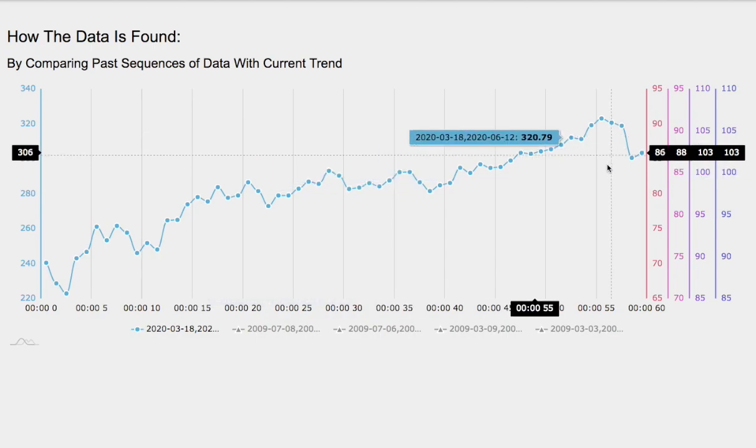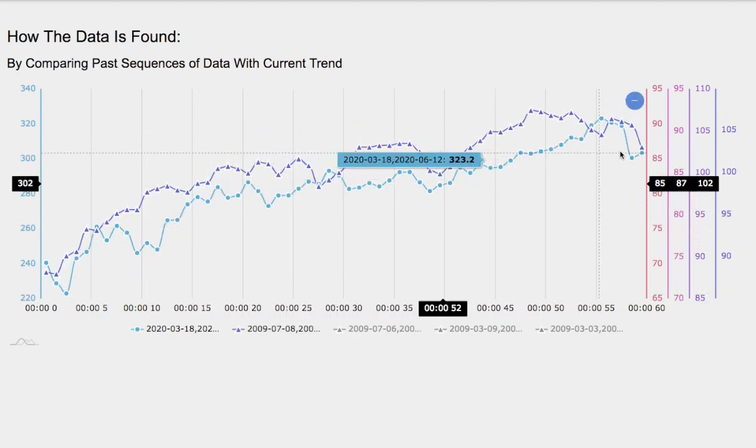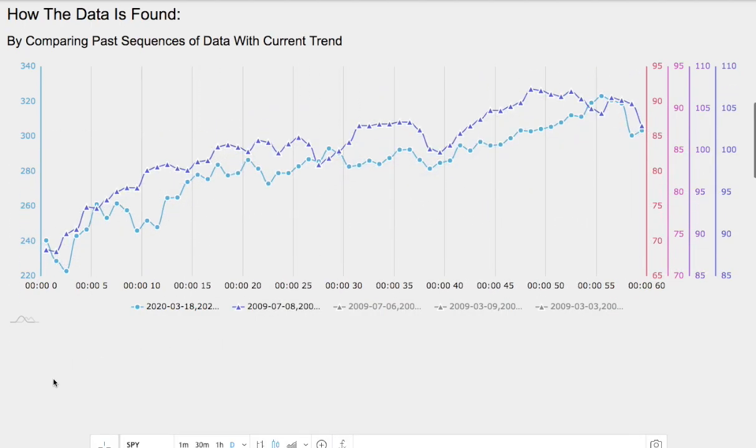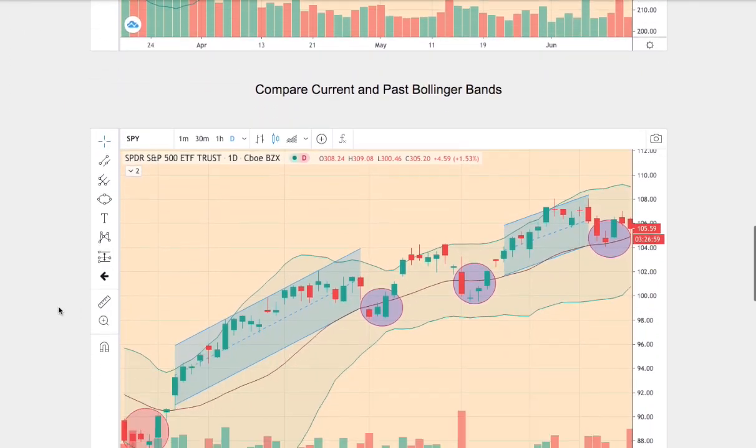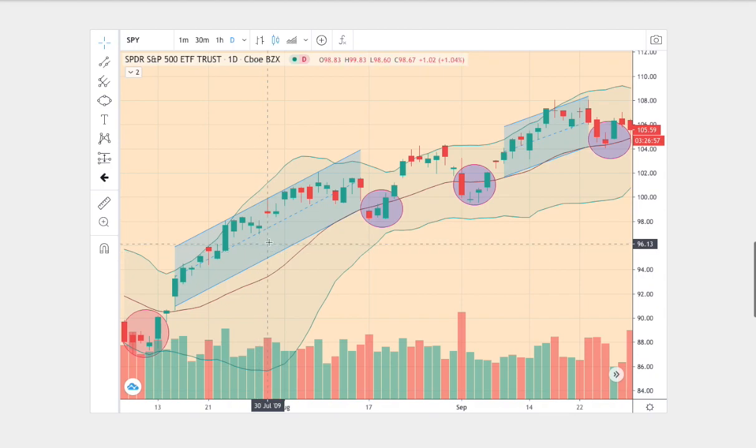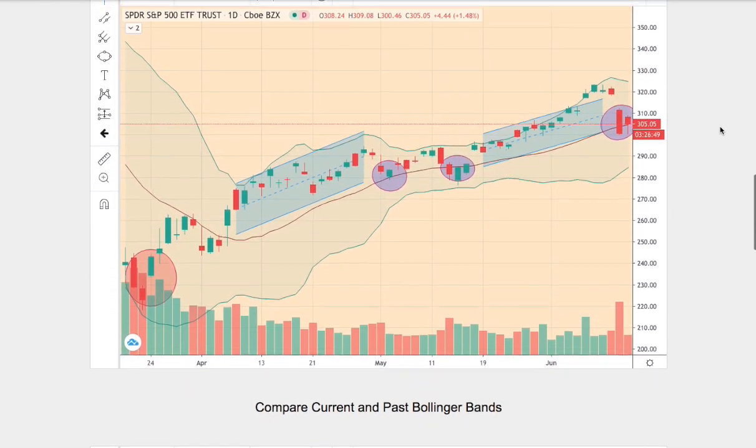We have our current trend as a blue line, and overlapping it happens to be the best match to the current trend. So we have our current trend right here, and below is the trend that we found on the line graph. This trend dates back to July 8th, 2009 to October 1st, 2009. So let's begin comparing both charts.